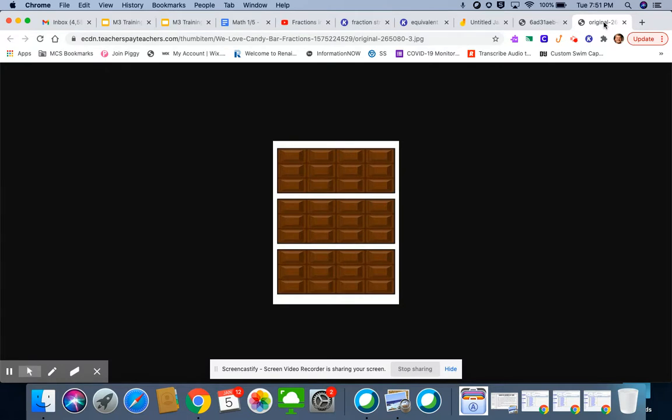So the one thing I like about these candy bars is it does all the work for me. It's already in equal pieces. That's the one thing that you need to remember when we're dealing with fractions: they're equal pieces of a whole. So what does that mean? Well, let's do an activity to help us out.